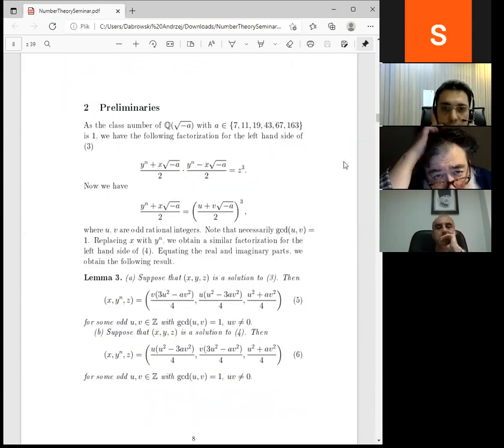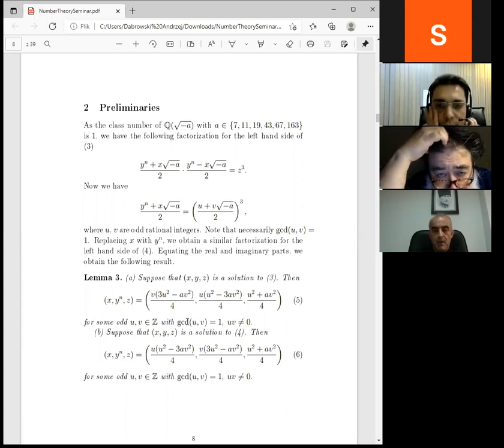Let me start with some preliminaries. So the key will be the following. Starting first, step number 0. It will be lemma 3. So we consider factorization of the left-hand side of our differential equation in the imaginary quadratic field. Then we obtain the following lemma.